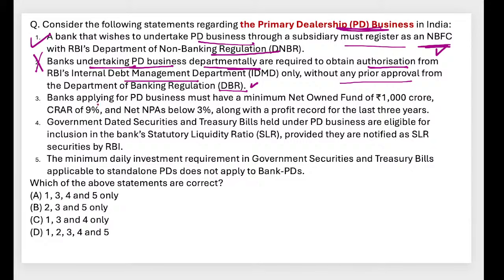Third statement: a bank applying for PD business must have minimum net owned funds of 1000 crores, CRAR of 9%, net non-performing assets below 3%, along with a profit record in the last 3 years.